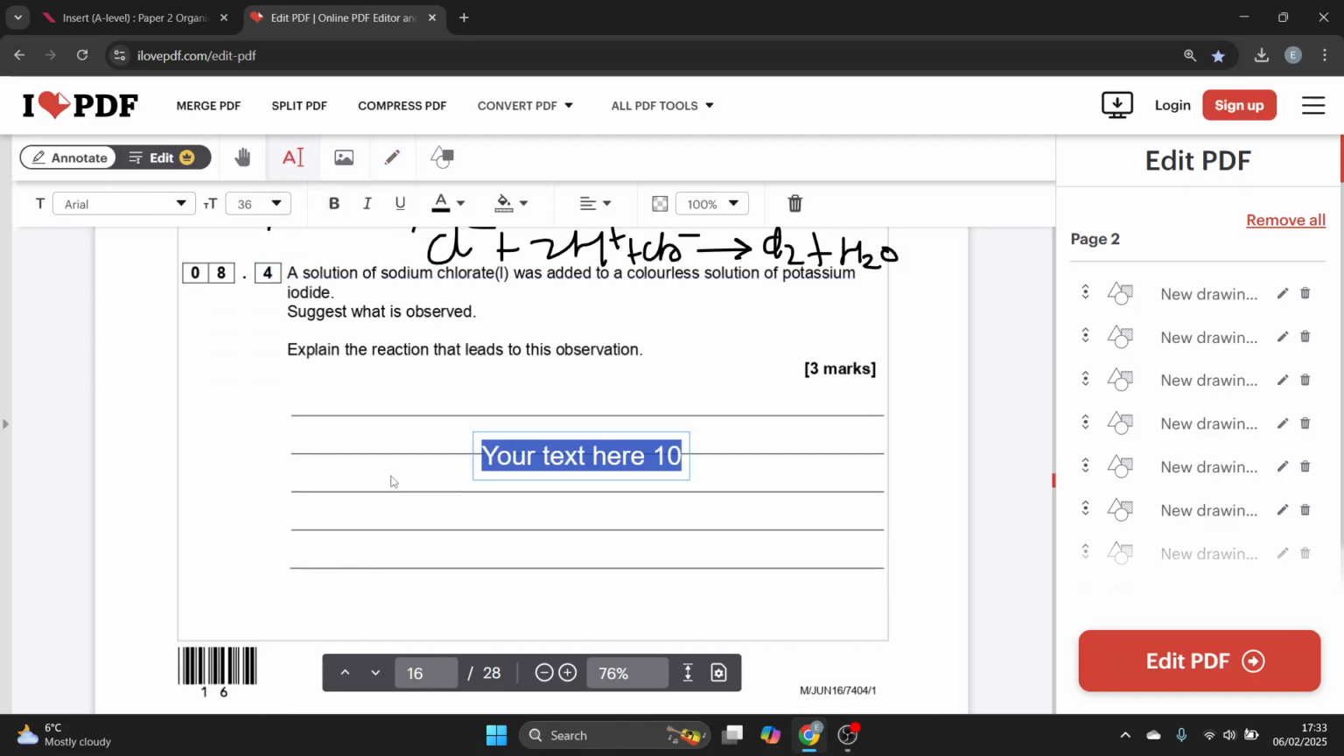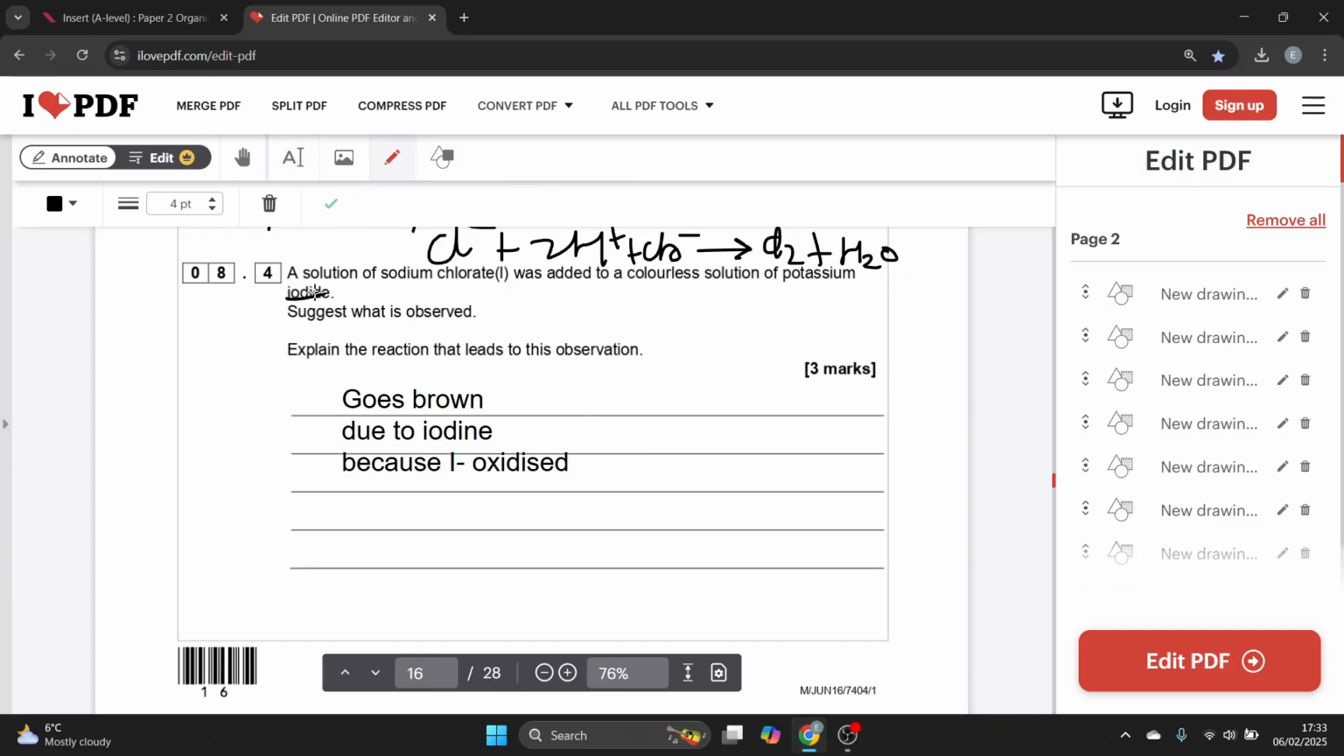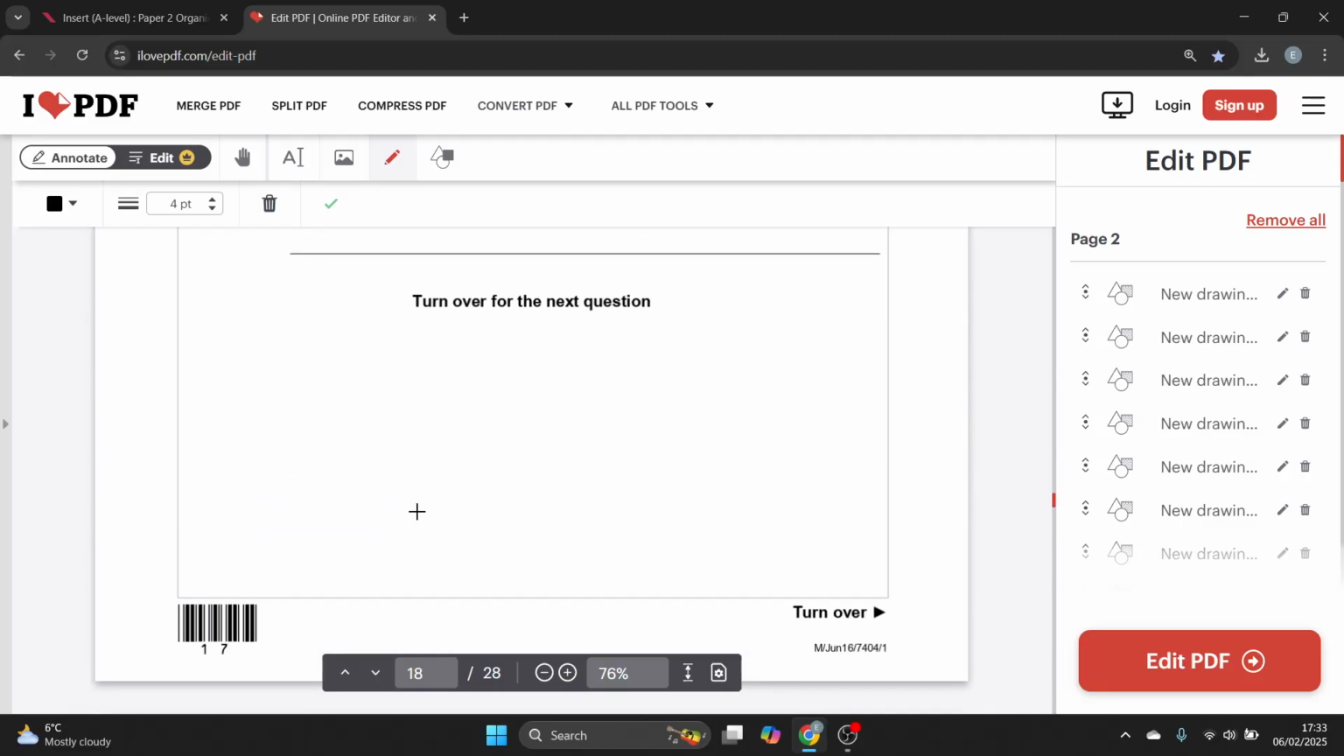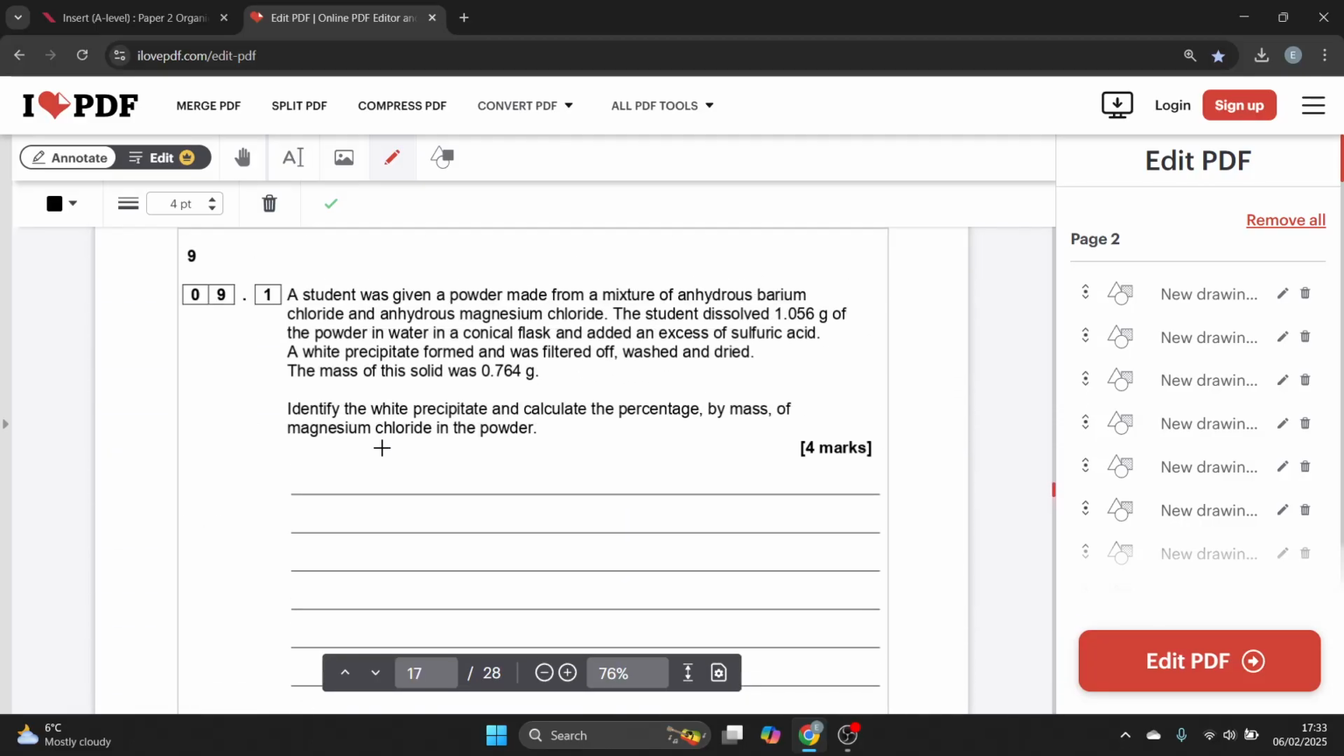Question 8.4. Chlorine solution was added to a colourless solution of potassium iodide. Suggest what is observed. It goes brown, clearly due to iodine, because the I- is oxidised. Potassium iodide goes brown due to iodine, because the I- is oxidised.